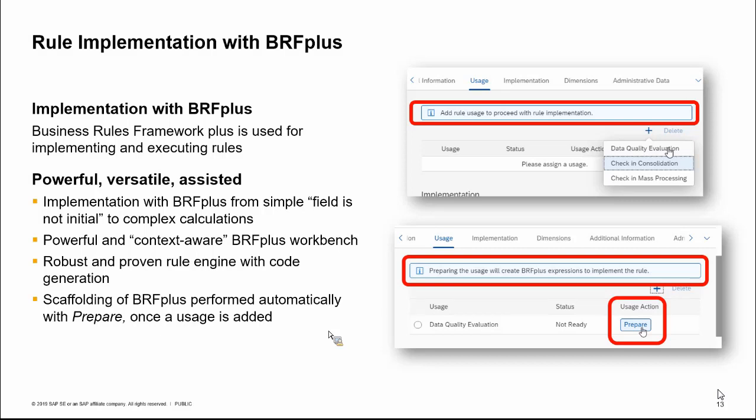You have access to customizing values, for example, so you don't need to type in blindly what material type to check or which material status to check or something like that. It's just provided to you via value helps. And then BF Plus is a robust and proven rule engine that generates code out of the rule definition, which makes the overall process very performant.